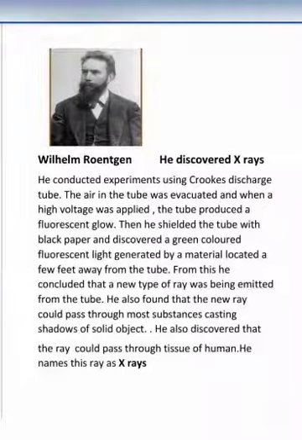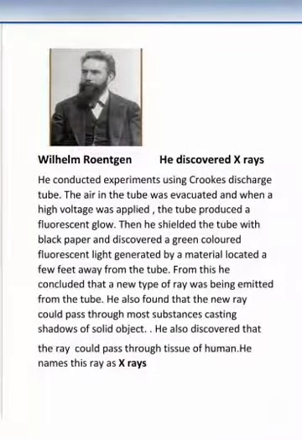Next scientist is Wilhelm Roentgen. He discovered X-rays. He conducted an experiment using a Crookes discharge tube. The air in the tube was evacuated. When high voltage is applied, the tube produced a fluorescent glow. You can see that in the diagram.